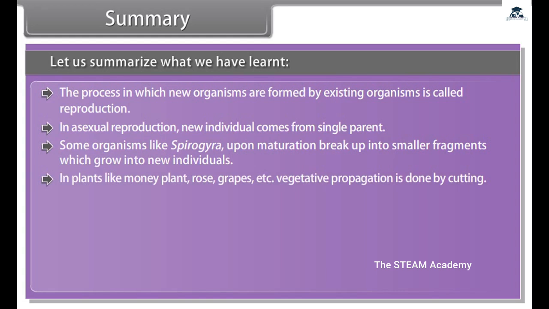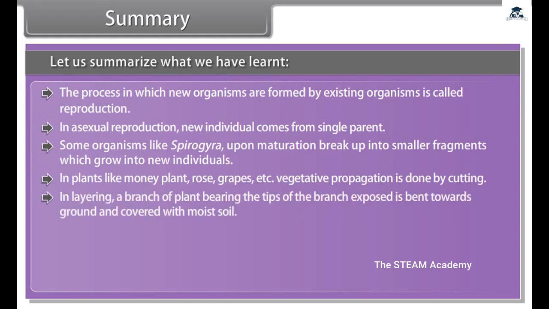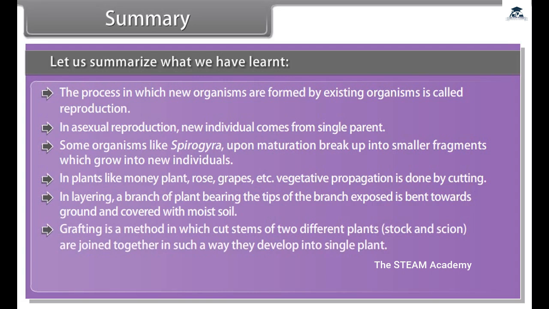In plants like money plant, rose, grapes, etc., vegetative propagation is done by cutting. In layering, a branch of the plant with the tip of the branch exposed is bent towards the ground and covered with moist soil. Grafting is a method in which cut stems of two different plants, stock and scion, are joined together in such a way that they develop into a single plant.